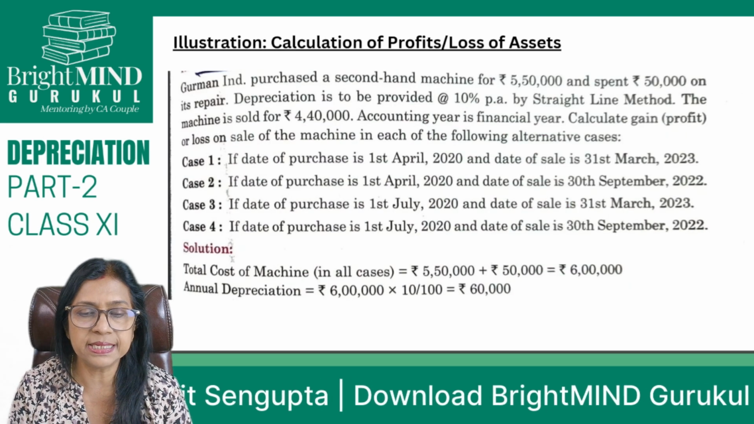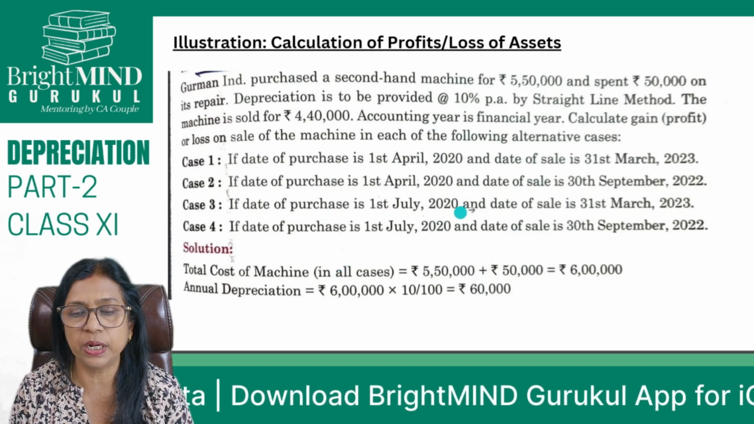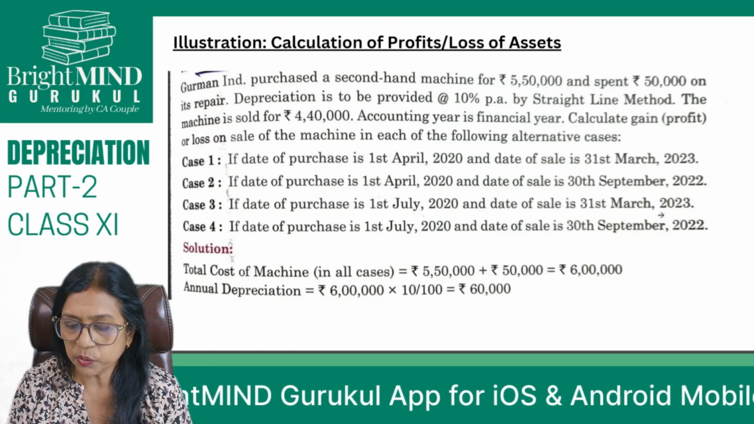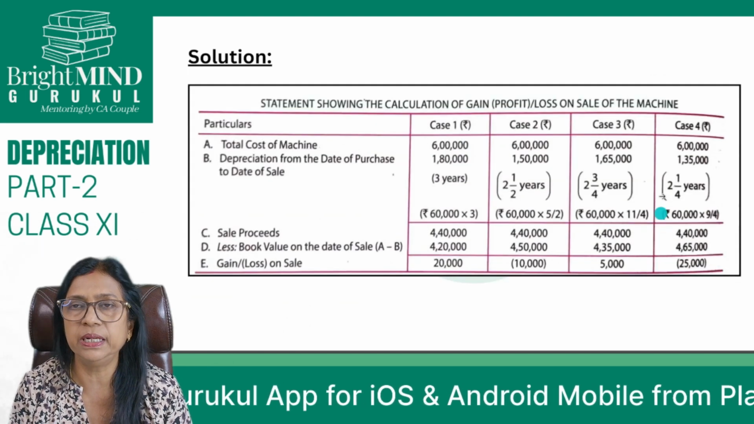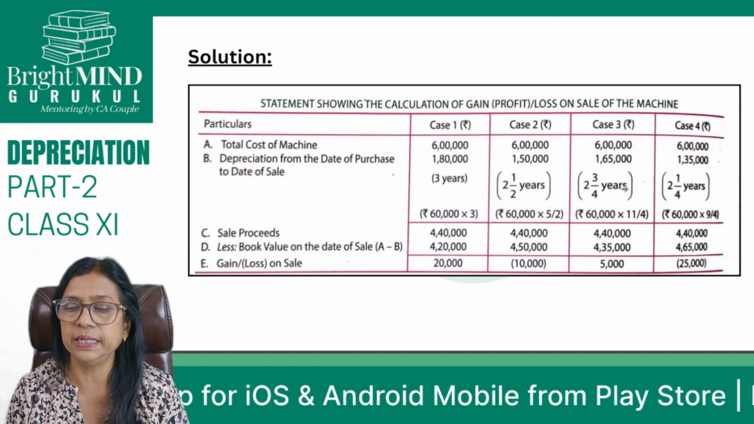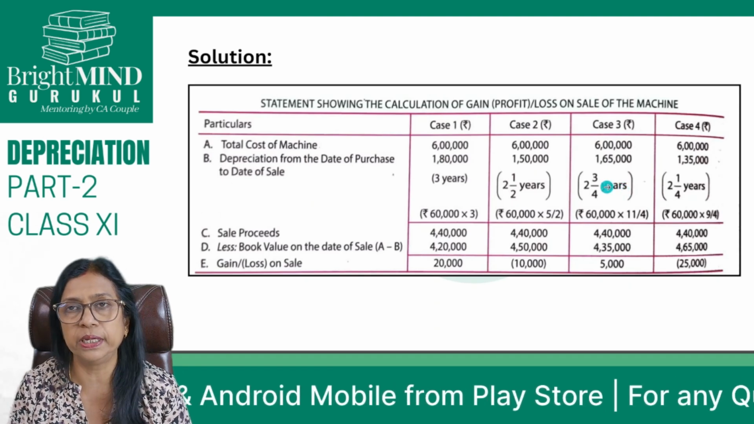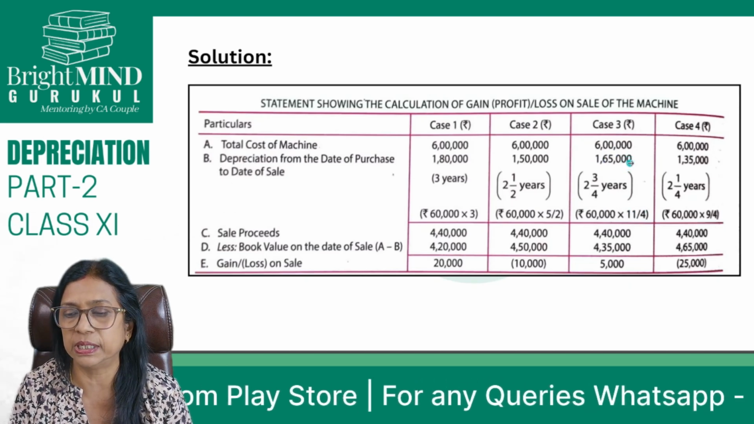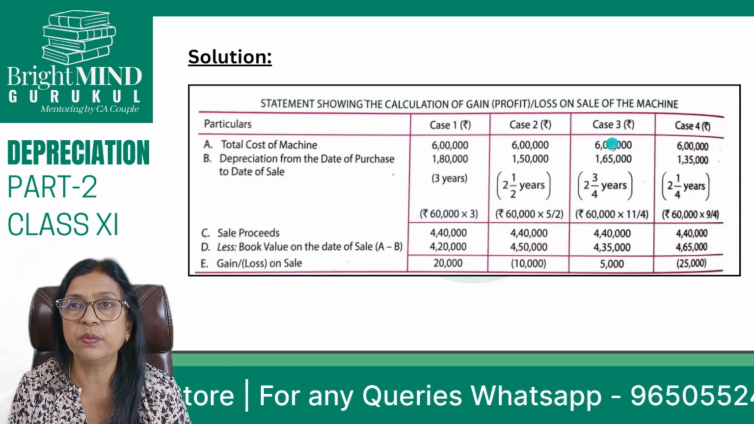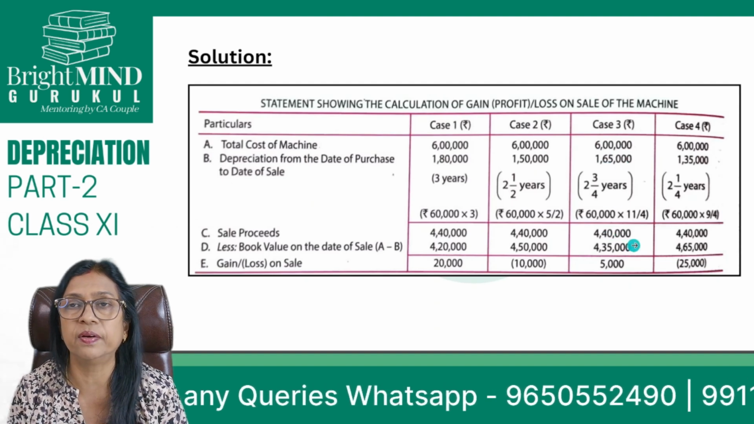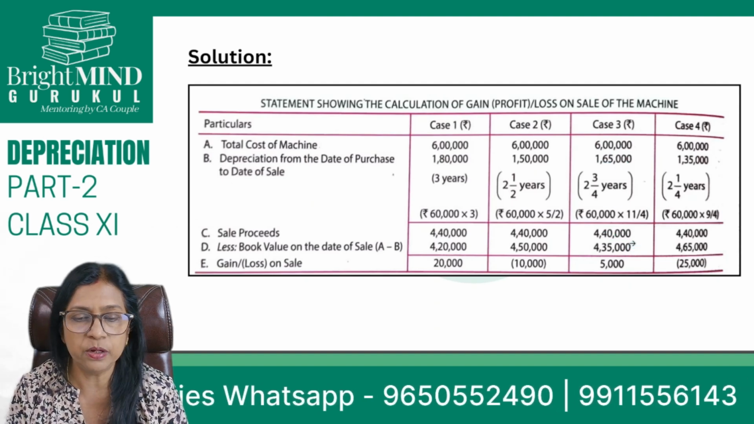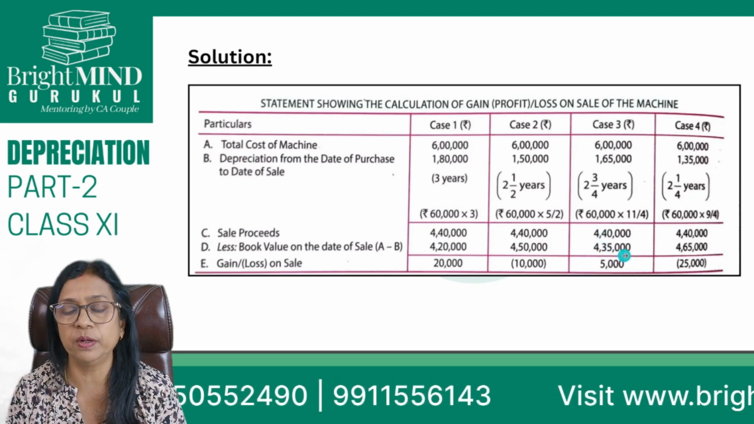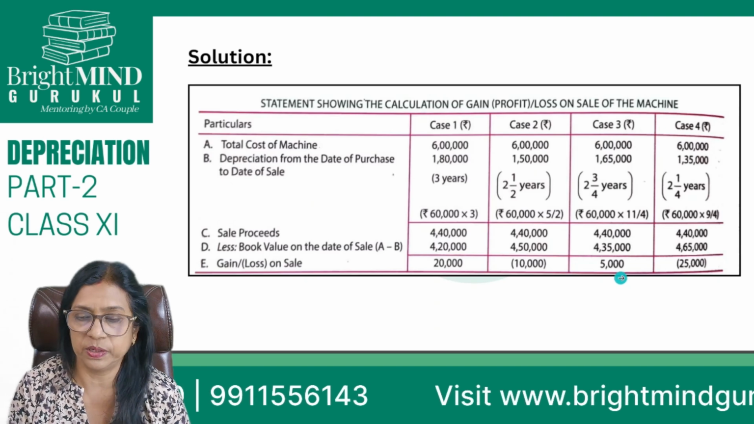Now the third case is if the date of purchase is 1st July 2020 and the date of sale is 31st March 2023. So we have to calculate how many years or how many days the machinery is being used. So 2 3/4 years, that makes 1,65,000 the depreciation calculation. So 6 lakh minus 1,65,000 makes it 4,35,000. This is the book value of the machinery. So 4,40,000 minus 4,35,000 will be 5,000, that is the profit.